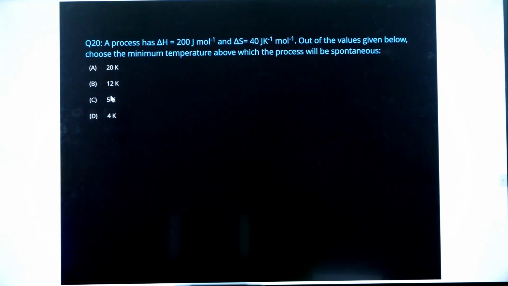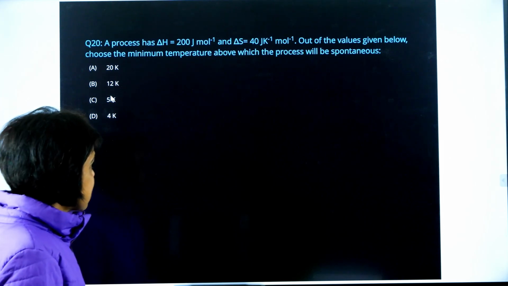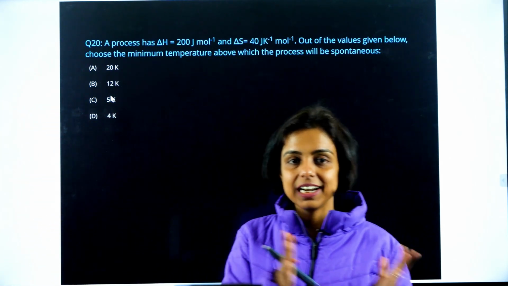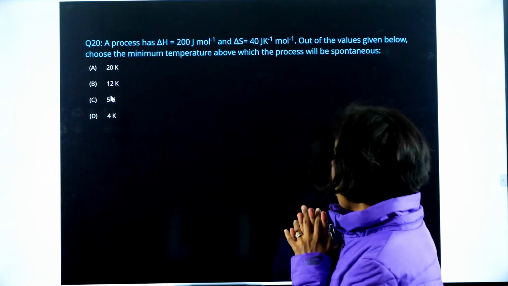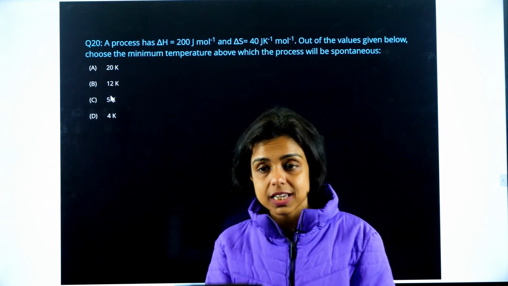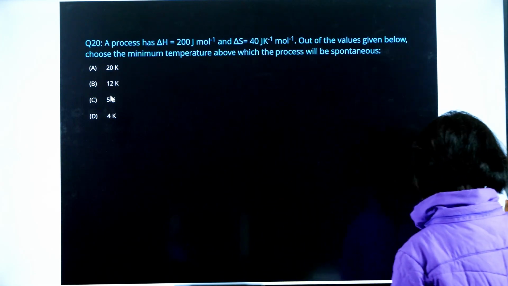Okay. Now the next question. A process has delta H 200 joules and delta S 40. Delta H and delta S both are given to us. Out of the values given below, choose the minimum temperature above which this process will be spontaneous.